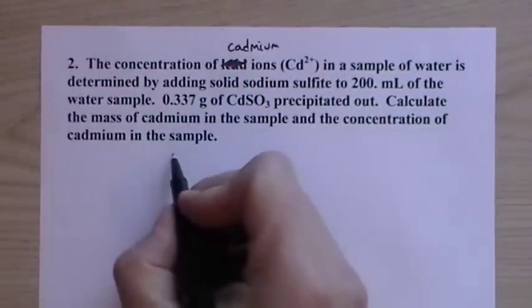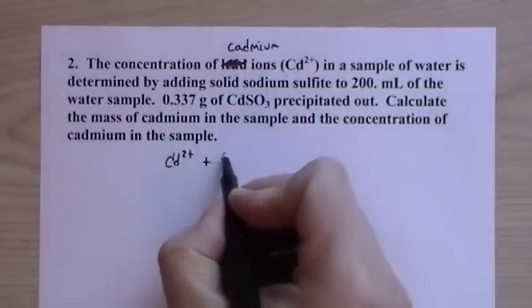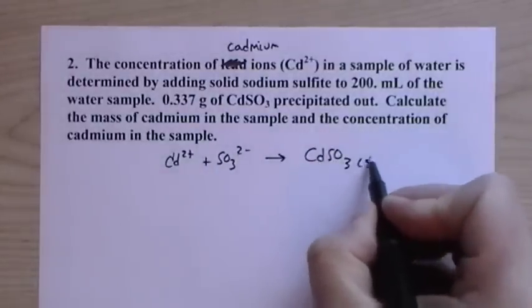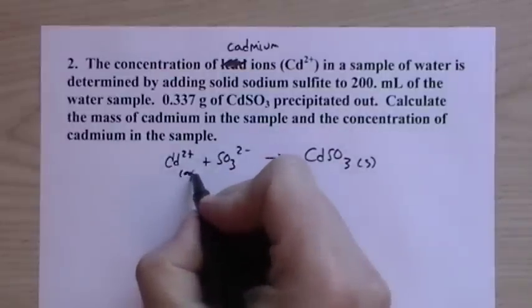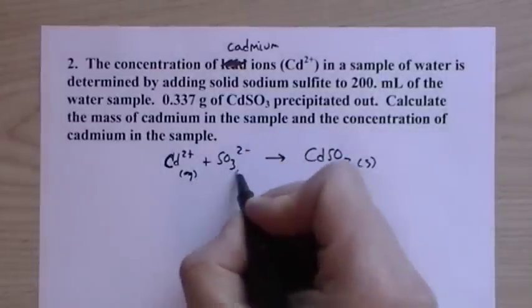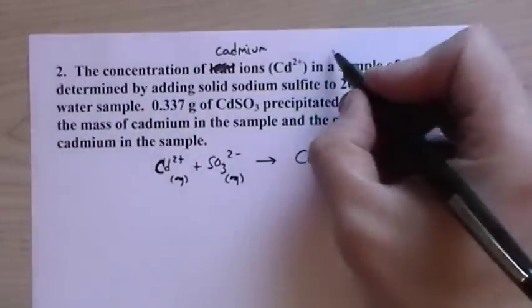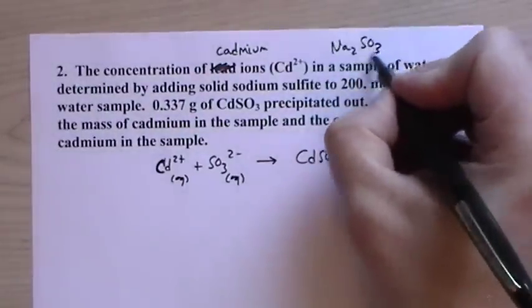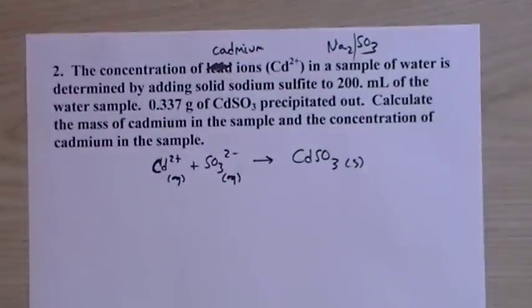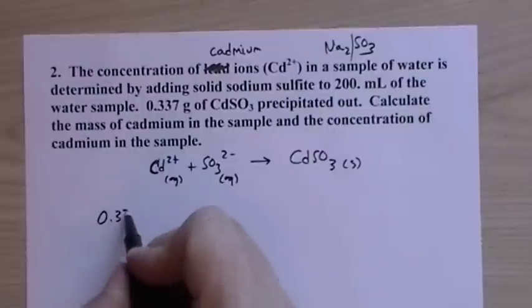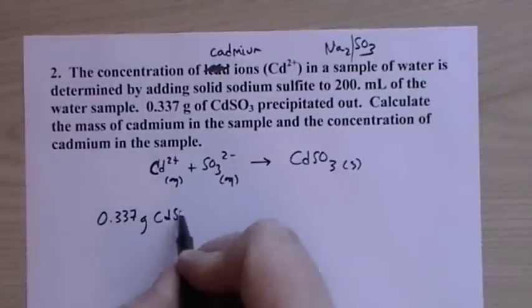But what happens is we have the cadmium ion plus the sulfite ion react to form cadmium sulfite, which falls out of solution. So we have the cadmium that's already in solution. It's just sitting there. We add in sodium sulfite, Na2SO3. The sodium does nothing. The sulfite ion reacts with the cadmium, falls out of solution, and we have 0.337 grams of cadmium sulfite.